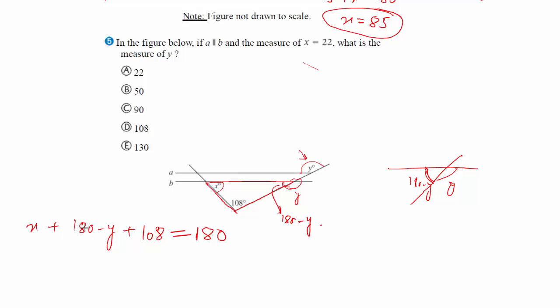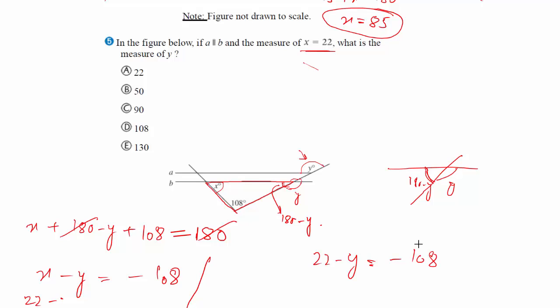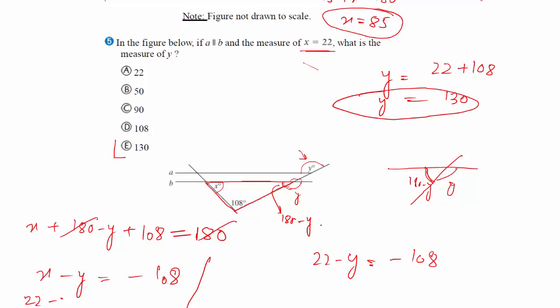So we can subtract 180 from both sides. This will be cancelled out, and we can say that x minus y is negative 108, right? And we know that x is 22, so 22 minus y equals minus 108, or you can say that y equals 22 plus 108. So y equals 22 plus 108, that is equal to 130. So y is 130.